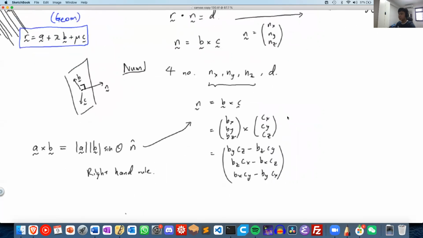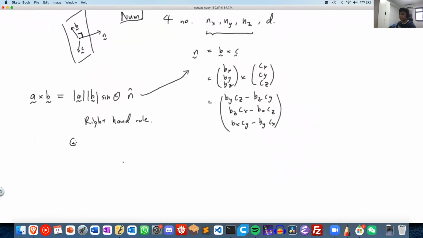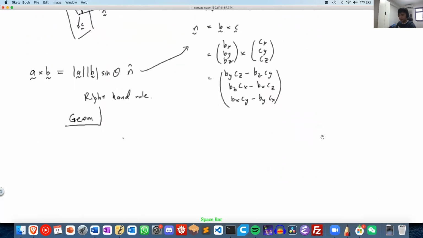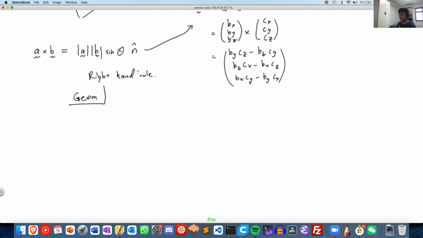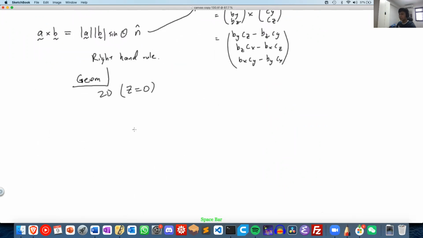Okay, so for the geometrical picture, this is the part that's tricky. For the geometrical picture, I'll appeal to you to first think of it in two dimensions. Let's say we restrict ourselves to the z equals 0 plane. So now we are thinking in the 2D world. Then what would a line look like?